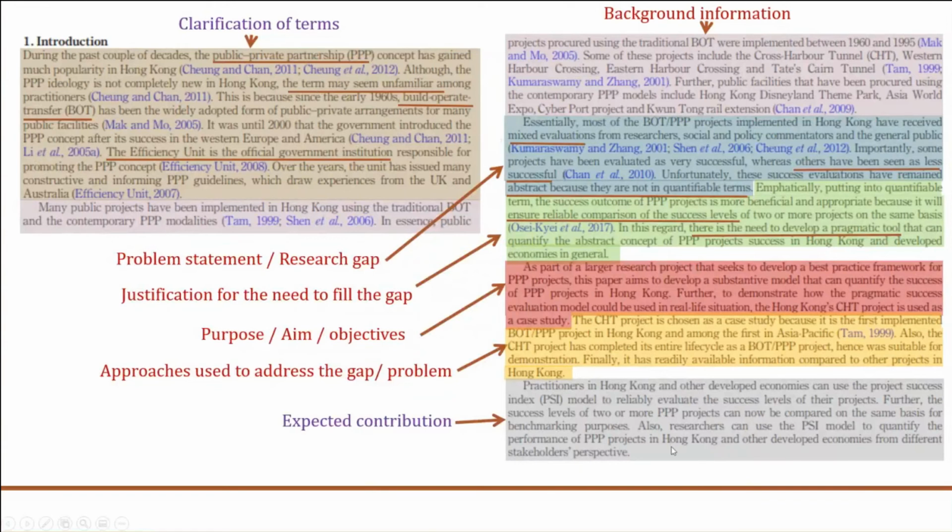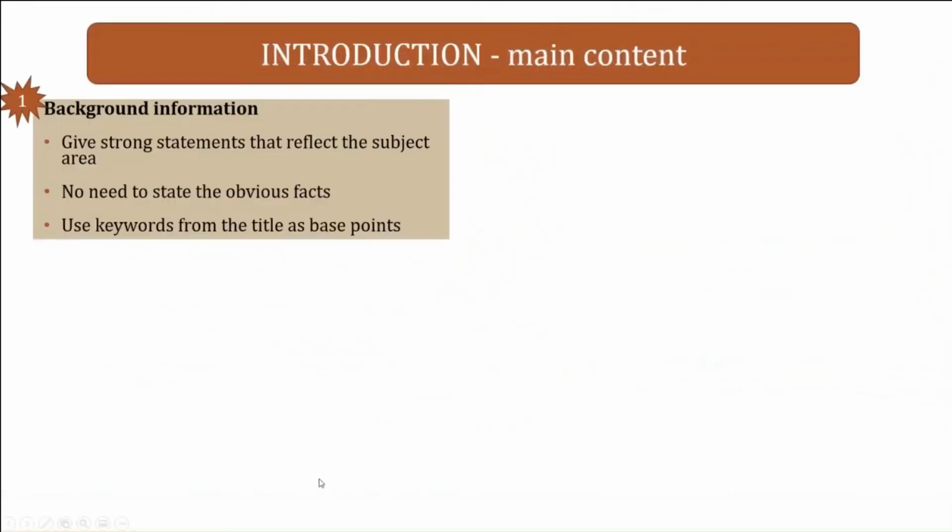This is also covered. So regardless, when you do your paper, the most important part is this background, problem statement, justification, purpose, and approach. Now, if your research is really on a new concept, new terms, clarification of terms is also important. So these are your introduction. So the main content of your introduction, firstly, is the background information.